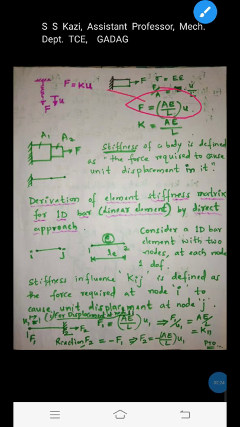This equation is in the form F is equal to KU. Therefore from this equation we come to know that the stiffness of the simple bar is given by AE by L, where A is the area of cross section of the bar, E is the Young's modulus of the material of the bar, and L is the length of the bar. Likewise, the stiffness of a body is defined as the force required to cause unit displacement in it.